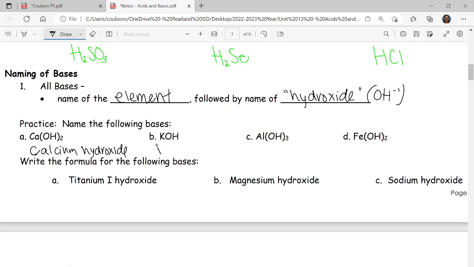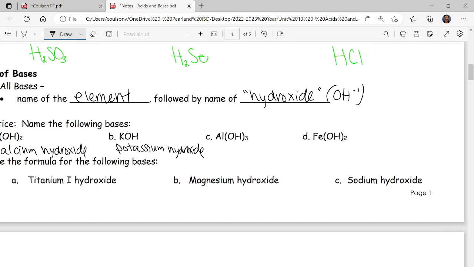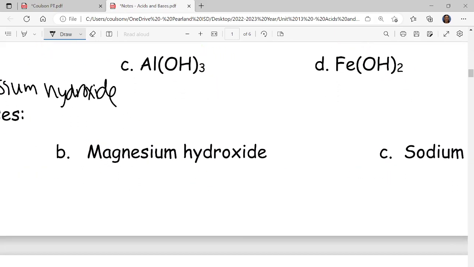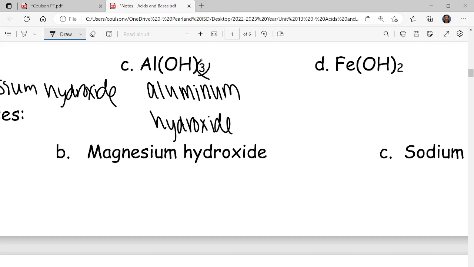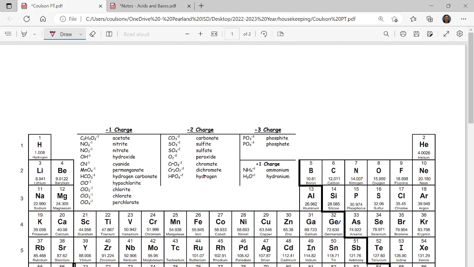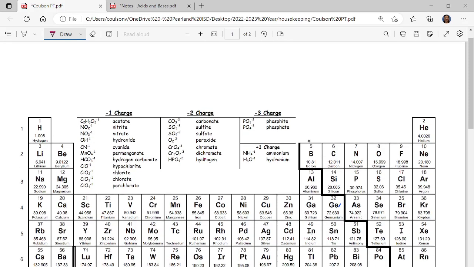The next one is potassium hydroxide. All right, third one, what would we call this one? Okay, aluminum hydroxide. Why is there a 3 here? Because aluminum has a +3 charge. I know that because on my periodic table, aluminum is in group 13 that has a +3 charge.